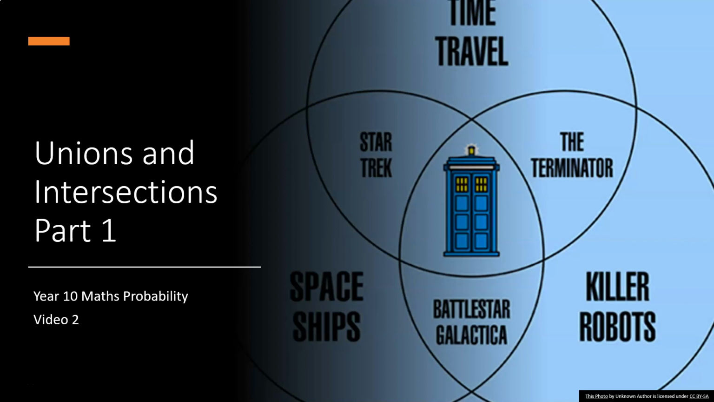Welcome to your second video for Year 10 Maths Probability. In this video, we're going to start looking at unions and intersections. We're going to break this section into two videos, so this is part one. You're going to need your bound reference because you've got lots of key terms we're going to be taking down. So make sure you've got the title Unions and Intersections, and we will go from there.